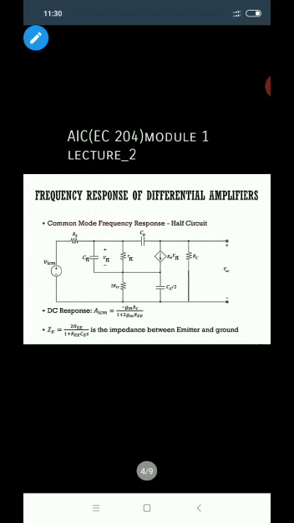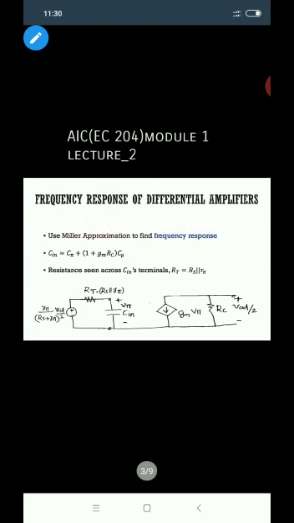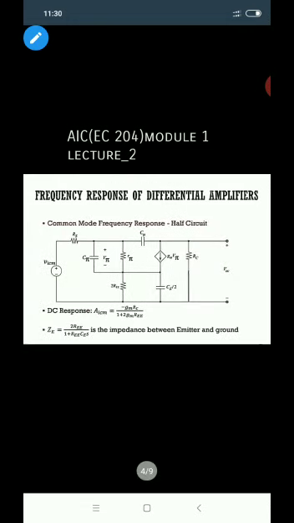Okay, now here the frequency response of differential amplifier, that is the common mode frequency response. In this figure we analyzed the differential mode frequency response. Now here we have the common mode frequency response. This is the equivalent circuit, that is a half circuit. Now here we have the common mode input signal VICM. Then now this is the equivalent diagram.